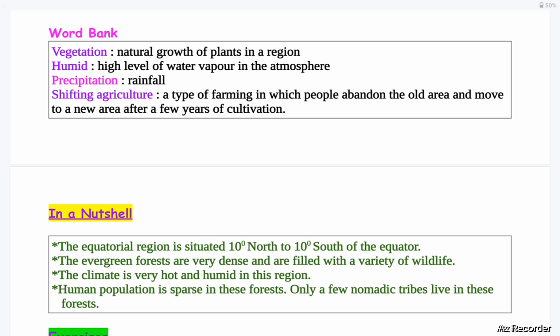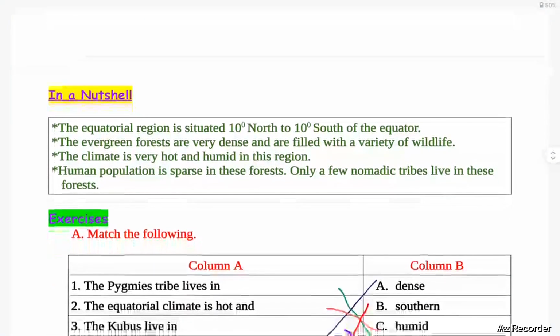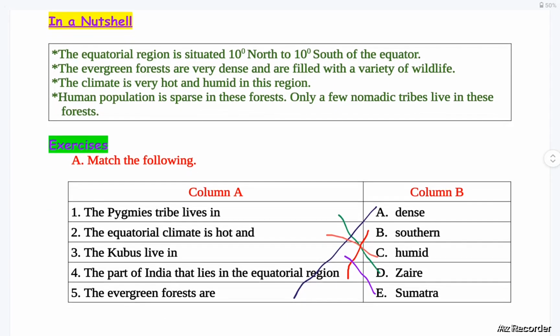In a nutshell, the equatorial region is situated 10° north to 10° south of the equator. The evergreen forests are very dense and are filled with a variety of wildlife. The climate is very hot and humid in this region. Human population is sparse in these forests. Only a few nomadic tribes live in this forest.